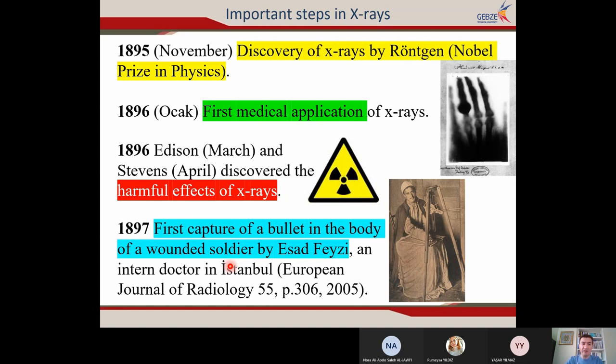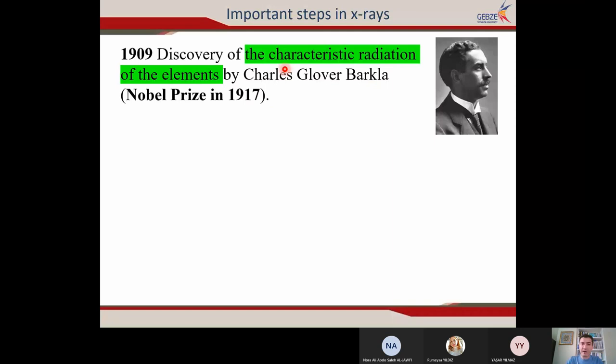Let me continue. In 1909, Barkla discovered characteristic radiation of the elements. So what is the meaning of that? This is a very, very important discovery in science. It affected everything in our life. So each element, each atom, has its own characteristic radiation. But at that time, it was not known. So Barkla discovered this, and was then awarded the Nobel Prize in 1917. Later on, I will talk about what characteristic radiation is.